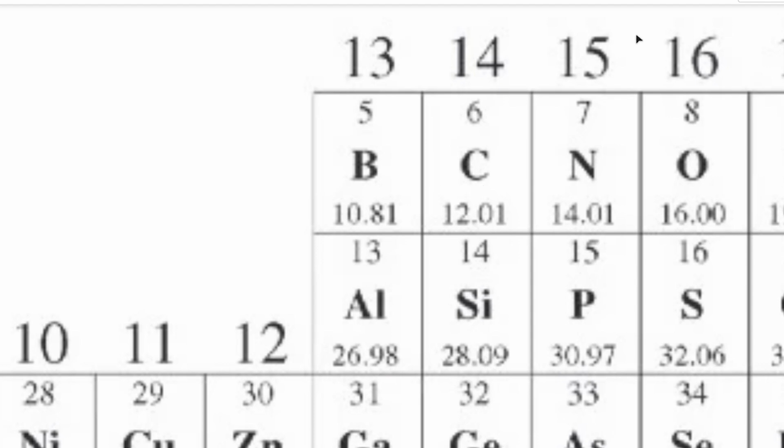Next is the atomic number. Each element's atomic number tells us how many protons the element's nucleus has. This will also be the number of electrons surrounding the nucleus if the atom is neutrally charged.